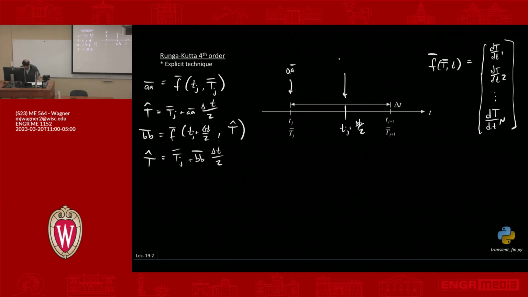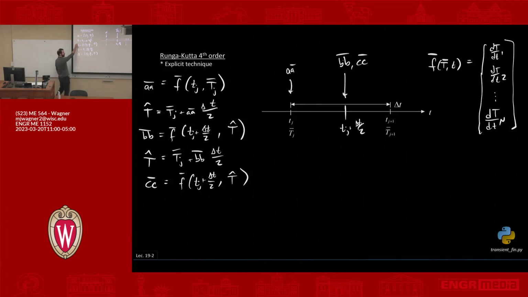So here I have BB bar that I'm making the evaluation, and then we're going to have CC bar that is also being made at that location too. So CC bar is going to be f bar of t_j plus delta t over 2 at the t hat, right? And this t hat is different from that t hat, right? So we're just keeping this kind of running inventory of t hats, I guess. So CC is my next evaluation. I'm making it again at the midpoint here, which I noted up there, using the computed value here.